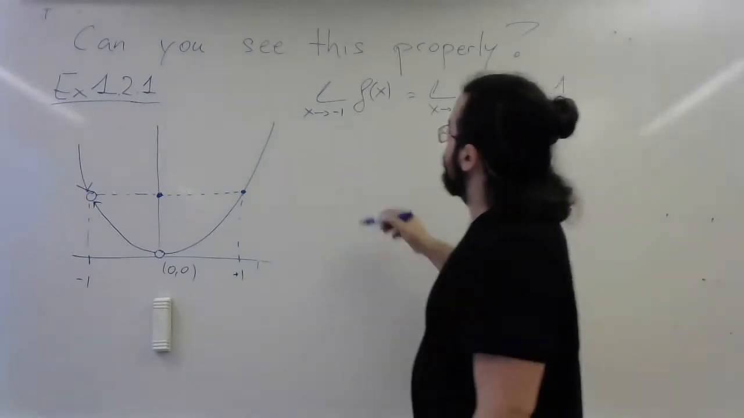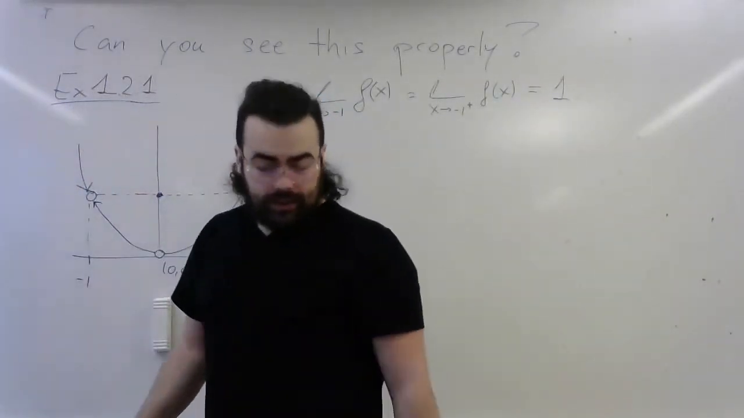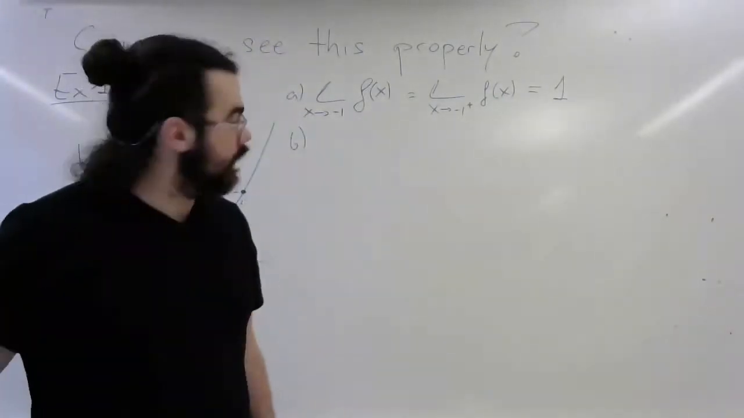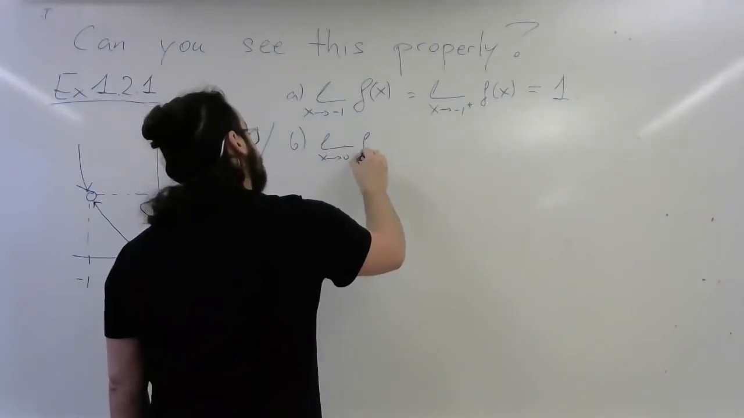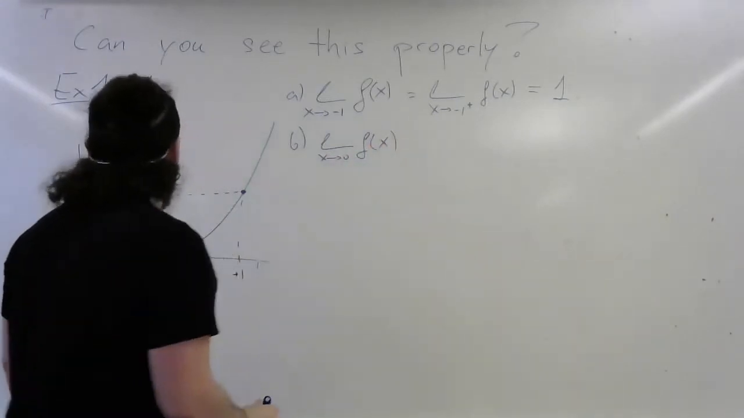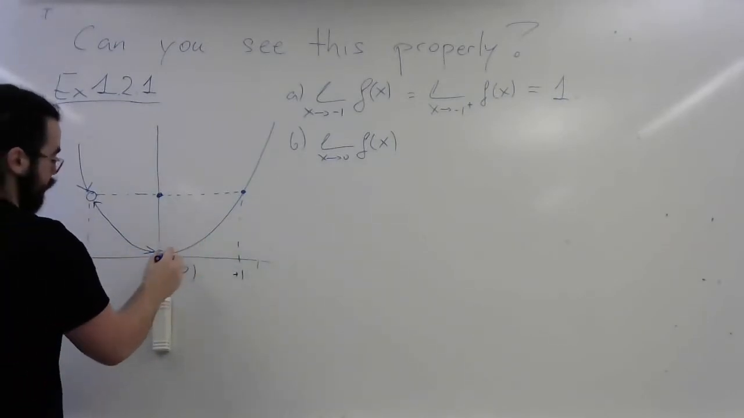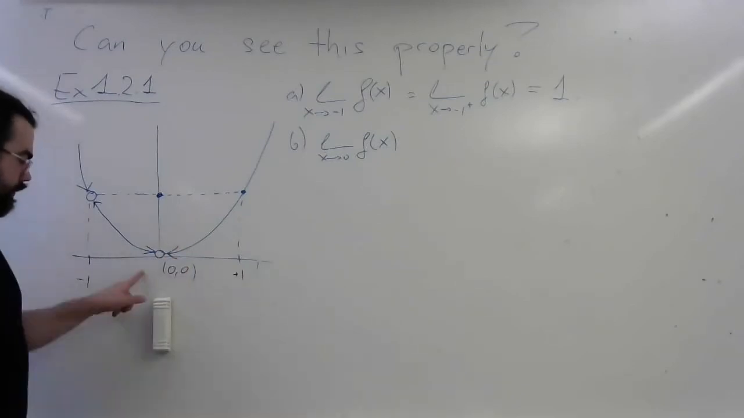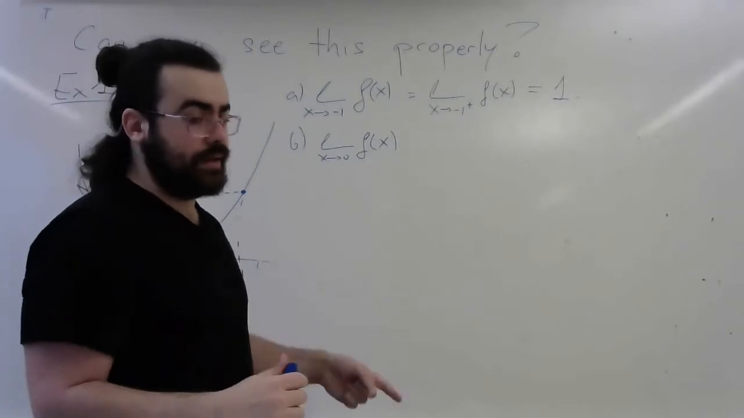Now, the second case is exactly the same. That's correct. We have to approach the function from the left. It goes to (0, 0). We approach the function from the right. It goes to (0, 0). So both side limits coincide. So that is the limit.